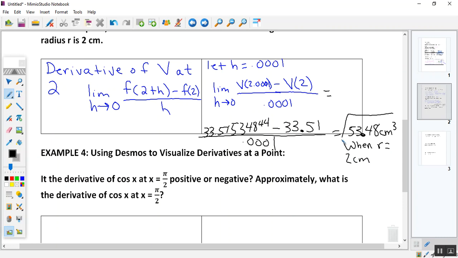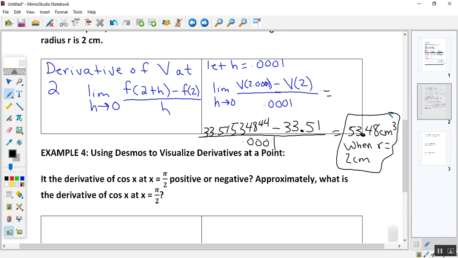Okay. So instantaneously, this is saying when that radius is equal to 2, there are exactly 53.48 cubic centimeters going into that balloon at that point. At that particular point, the rate of change is 53.48 cubic centimeters when R is exactly what value? 2. Okay? Now again, I'm going to keep telling you, everything in this section is to look at a derivative over a very, very, very, very what? Small interval.